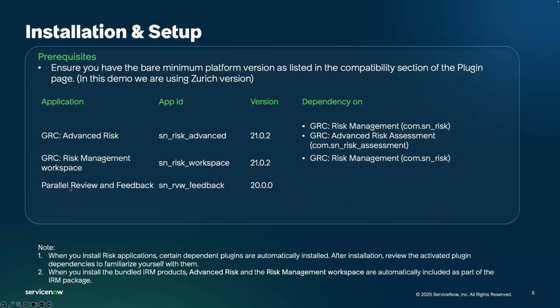And for common core functionalities within advanced risk, install the parallel review and feedback plugin. We will dive deep into this feature in our upcoming videos on this channel. A quick note: when you are installing the core risk application, some dependent plugins are automatically installed, and this simplifies the process, but it's always good practice to review the activated plugins post installation.